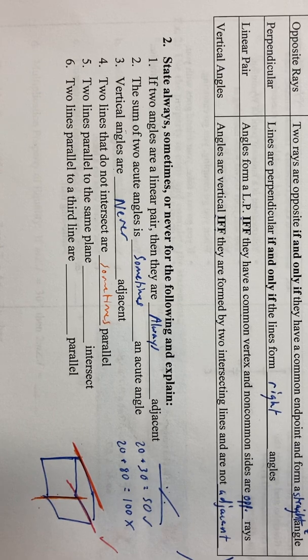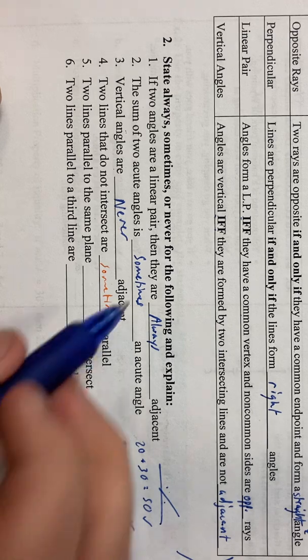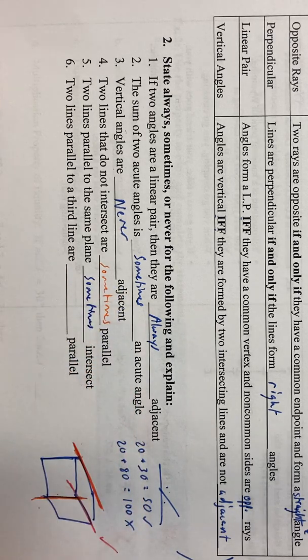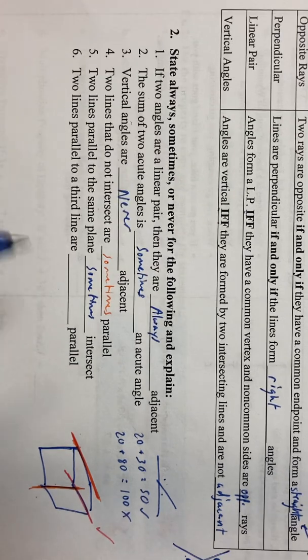Two lines parallel to the same plane intersect. Okay. That is sometimes. Think about, look up at the ceiling. There's lines in the ceiling. All of those lines in the ceiling are parallel to the floor. Some of the lines in the ceiling intersect. Some of the lines in the ceiling are parallel. So that's why the answer is sometimes.